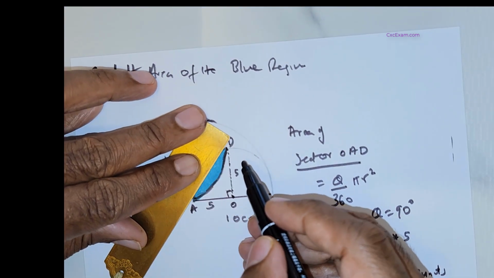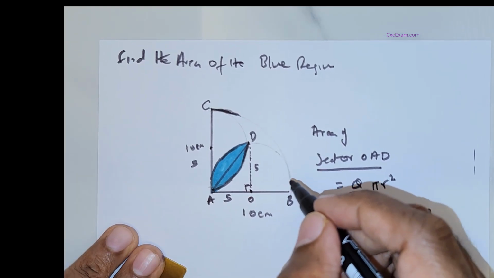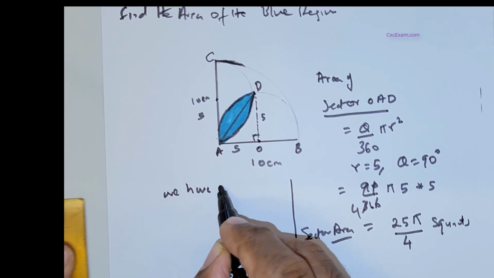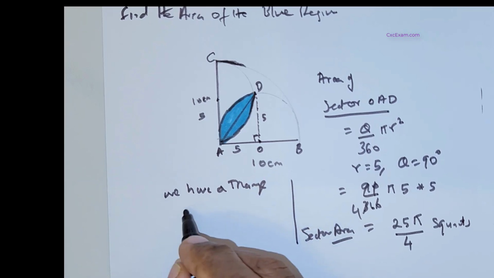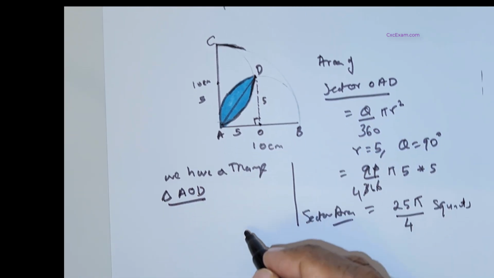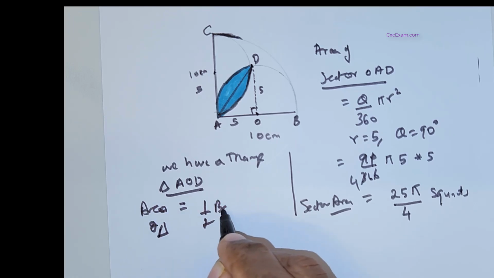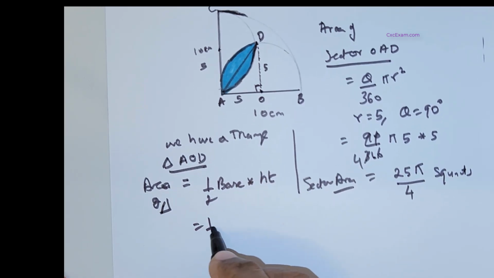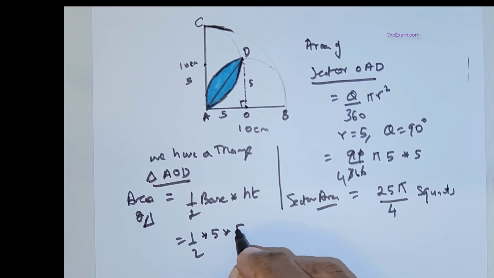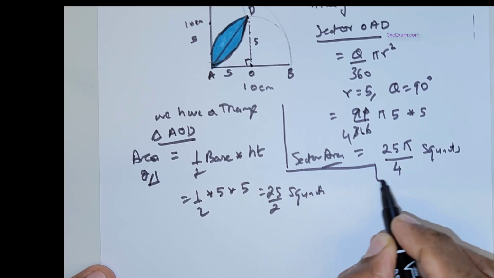Now you see this is a loop. So we can divide this loop into 2. If I divide this loop into 2, we create a triangle. What is the triangle? AOD. This is the triangle we got. So area of the triangle is half times base times height. Now what is the base here? Base is 5 units. What is the height here? 5 units. So what you got? You got 25 over 2 square units, right?